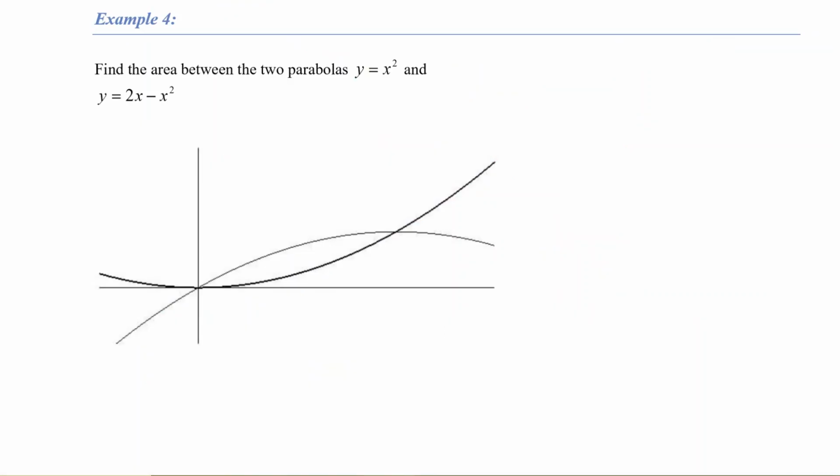Now we move to our next type of area problem. Find the area between the two parabolas y equals x squared and y equals 2x minus x squared. We notice that y equals x squared is one parabola, and we have another parabola, y equals 2x minus x squared, which is facing downwards. Our goal is to find the area between these two parabolas. First, we're going to figure out the points of intersection, this point and this point.